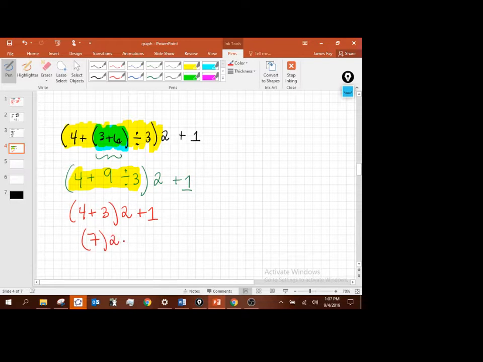We got my 2 here, and plus 1. Okay, so you took the 7 and the 2, because multiplication comes before addition, right? So I took those 2, multiplied them together, got my 14, and that gives us our 15. Is that okay?